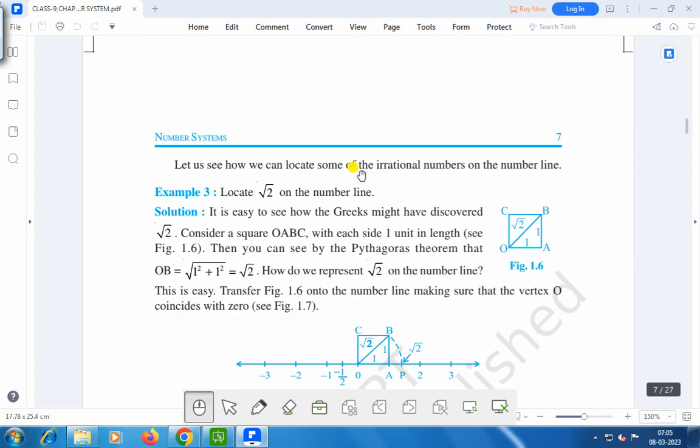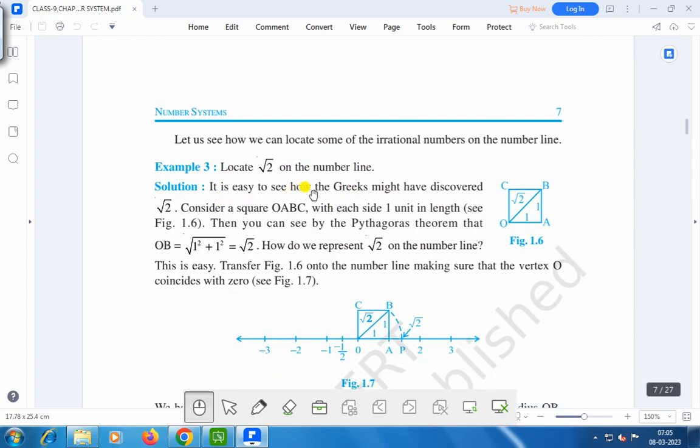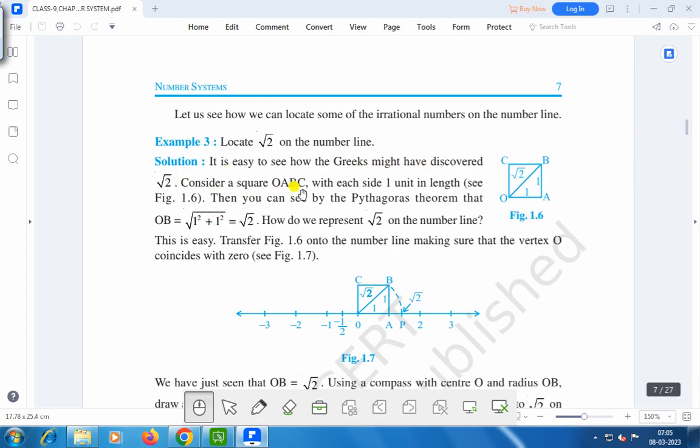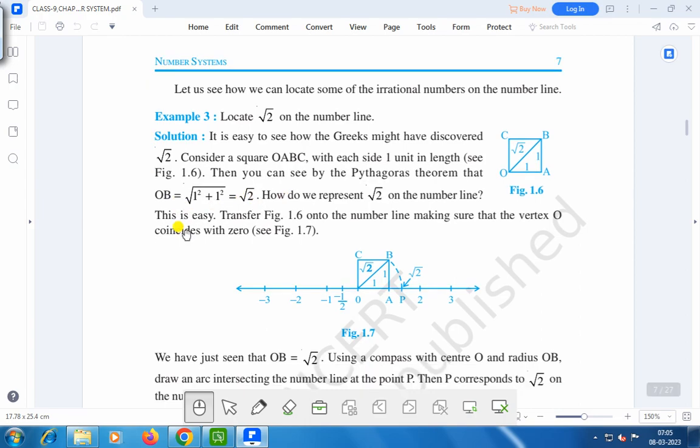Let us see how we can locate some of the irrational numbers on the number line. For example, locate root 2 on the number line. It is easy to see how the Greeks might have discovered root 2. Consider a square OABC with each side 1 unit in length, see figure 1.6. Then you can see by the Pythagorean theorem that OB is equal to the square root of 1 square plus 1 square, that is root 2. How do we represent root 2 on the number line?